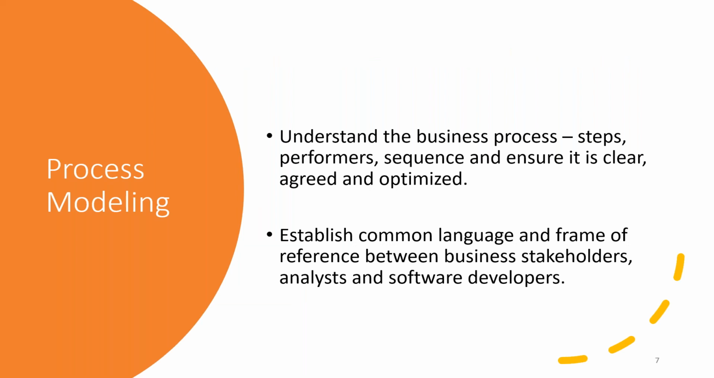So what are we doing when we're process modeling? Well, of course, the primary objective is to understand the business process itself, the steps, the performers, the sequence, and make sure it's clear, agreed, and optimized. However, for automation, it's also important that it's possible to translate that business process into requirements that are actionable by a developer. And the key is to make sure that you have this common language and frame of reference between the two, between the business stakeholders and the developers, so that nothing gets lost in translation.